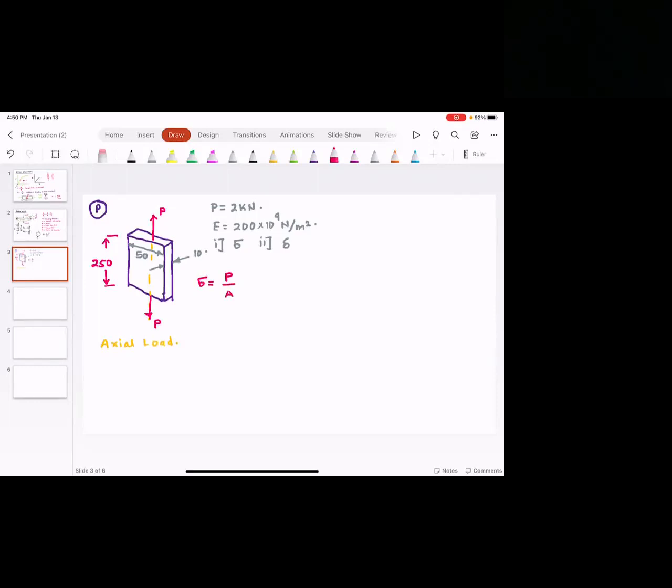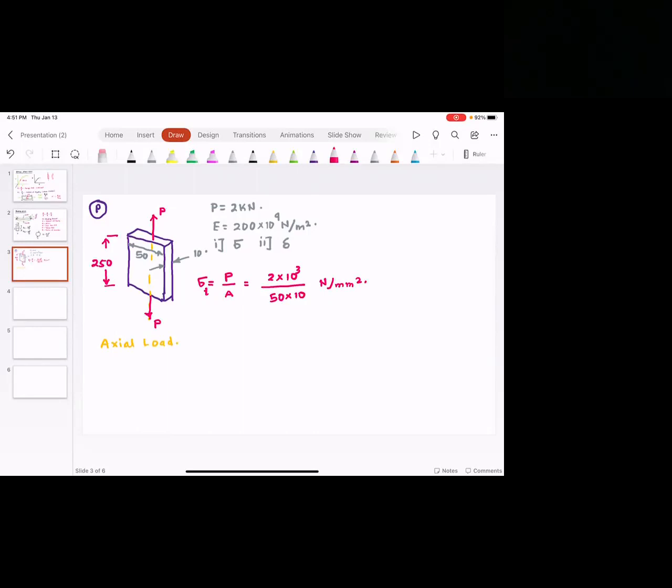Now the load is perpendicular to the cross section area, so this is the case of normal stress, and the load is pulling, so this is tensile stress. So sigma T is equal to P divided by A. I will substitute 2 times 10 to the power 3 divided by 50 multiplied by 10. That gives me Newton per millimeter square, and that would be the value of sigma T.